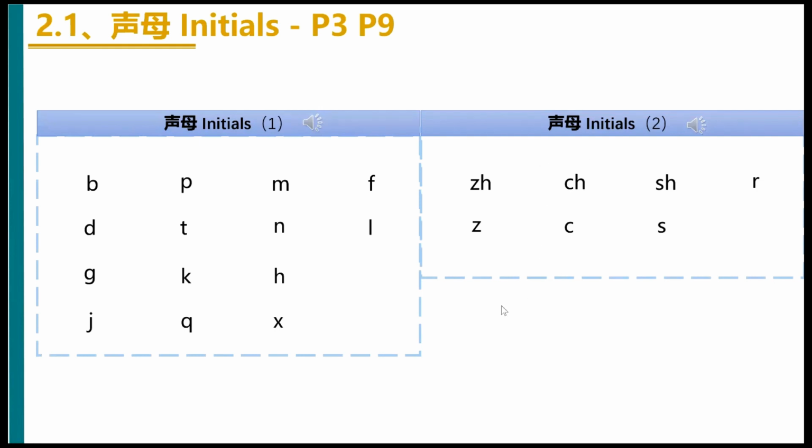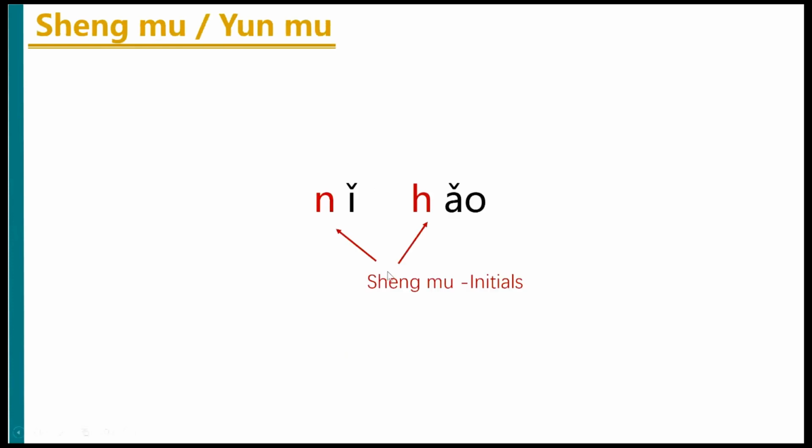These are initials, 声母. The red part is called 声母, initials, and the syllables start with 声母 and end with 韵母. So this black part is called 韵母.